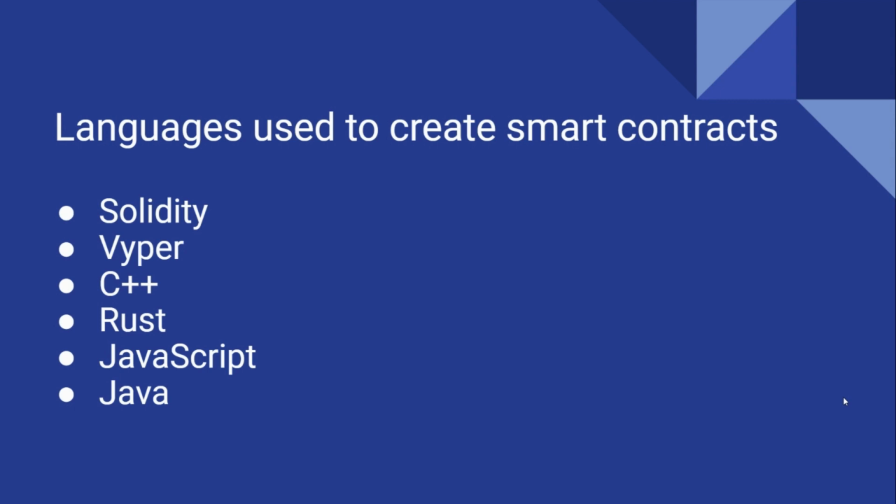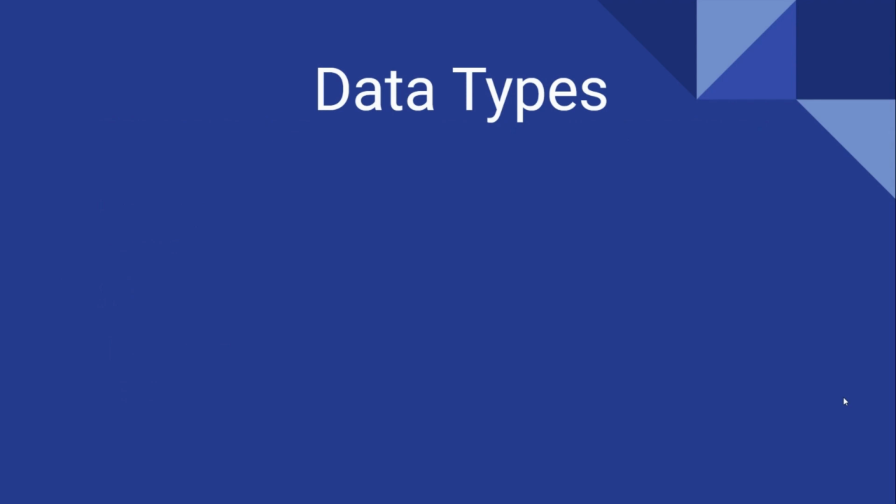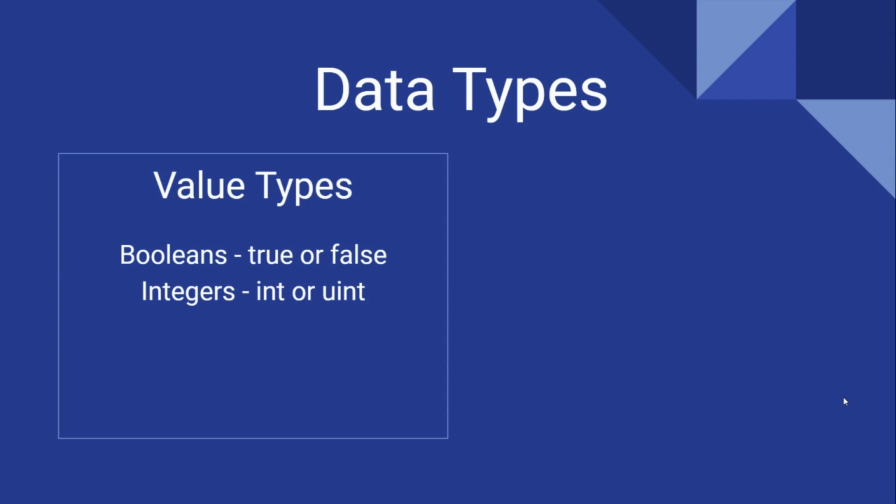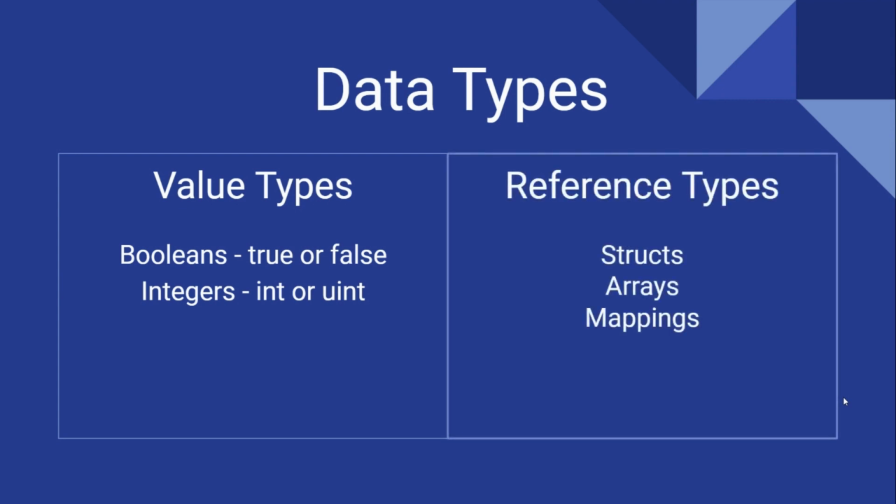So yeah, let's touch on data types really quickly. There are two types of data types in Solidity. You have value types and you have reference types. Value types refers to Booleans. Booleans are basically a variable that has true or false. It can only return either true or false. If you don't fully understand programming, I will be going over that in a future video, but it's a basic programming concept.